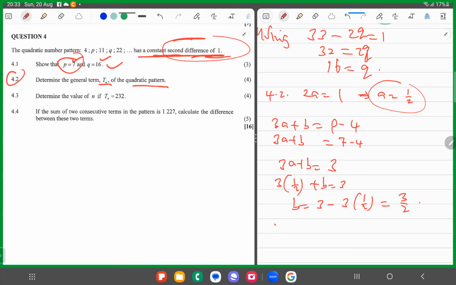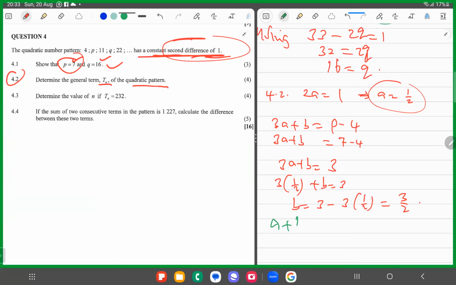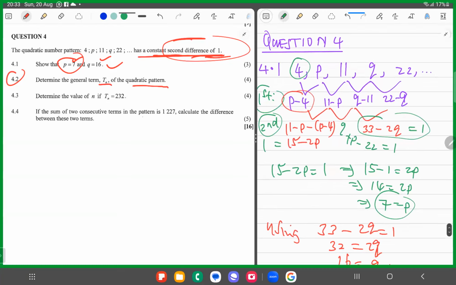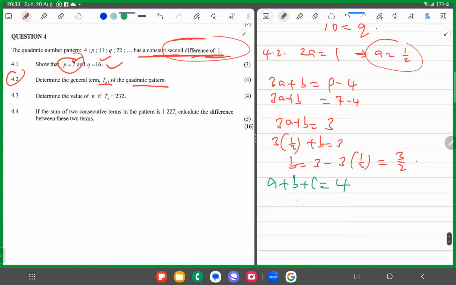Right, so there is always the a plus b plus c part. a plus b plus c is equal to the first one in the original sequence. In this case, it's equal to 4. So a plus b plus c is 4. What is a? It's 1/2. What is b? It's 3/2. What is c? It's what we're looking for. What is 1/2 plus 3/2? Exactly 2. So 2 plus c equals 4, which means c is 4 minus 2, which is 2.